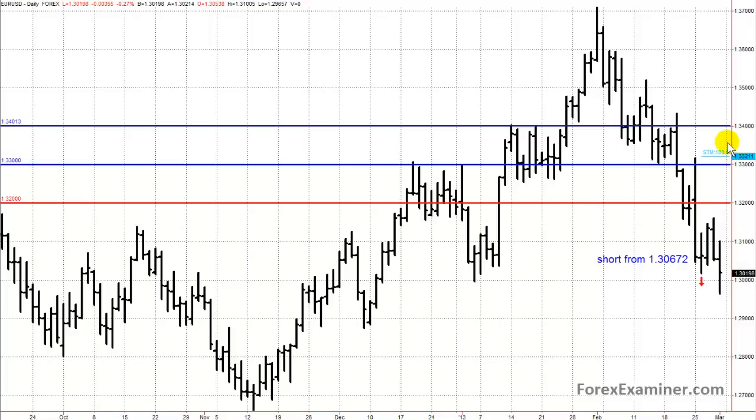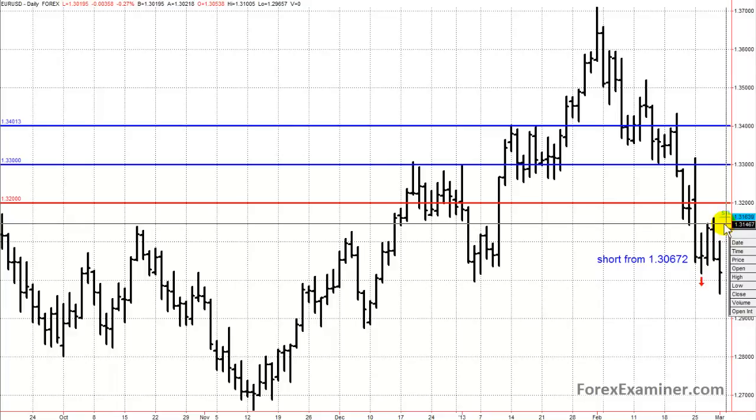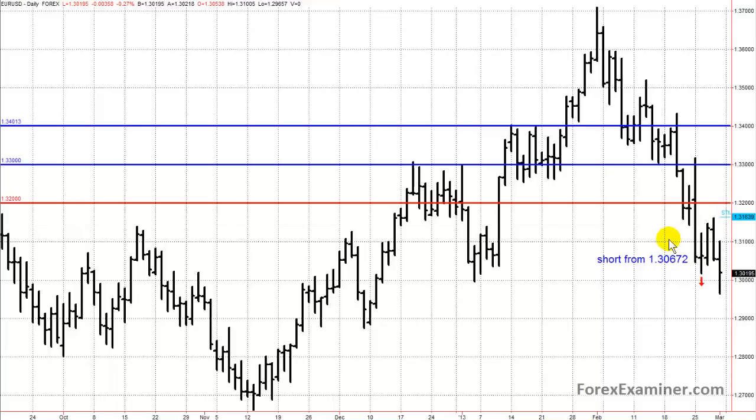And by doing that, essentially, if it does reverse and it starts to move up, that will lessen the loss by 160 pips. Okay, so let's go ahead and do that now. Okay, so we've moved our stop, and our stop is now down here at 1.31639.